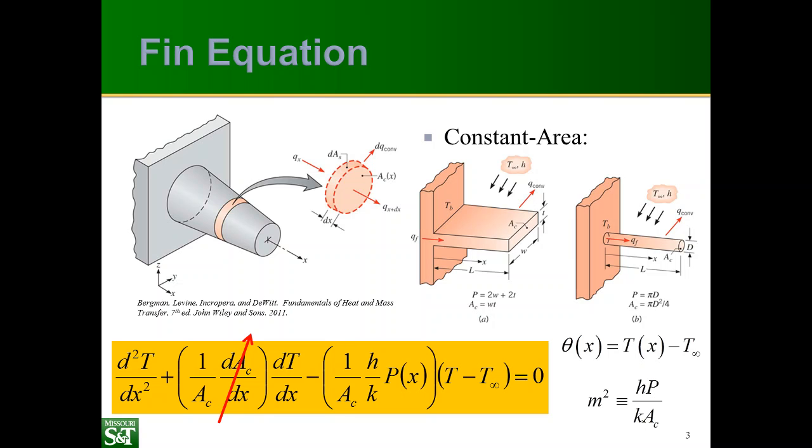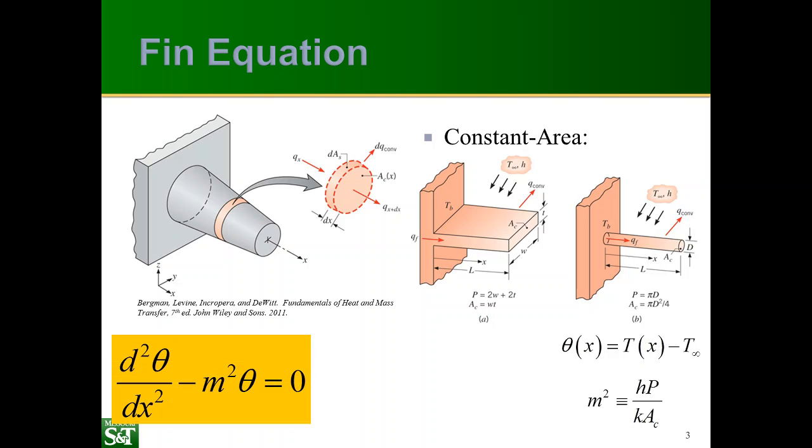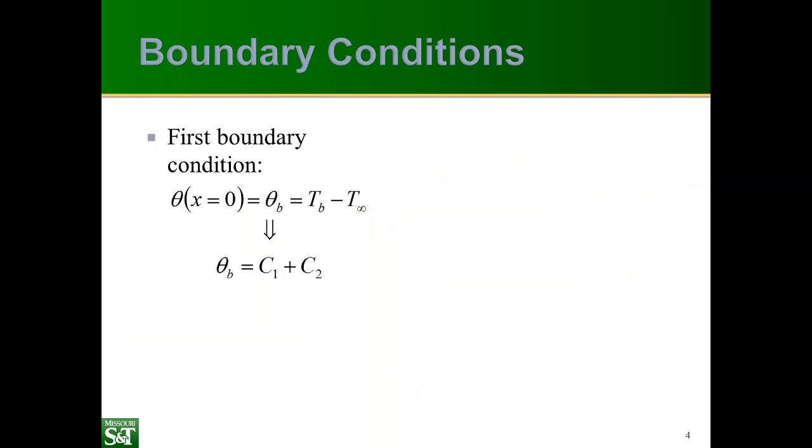So once we have this definition, then we can simplify the equation, and it looks just something like this. And we actually have seen this equation many times before. So we can very easily look and see that the solution has the form shown here. So we have e to the positive mx and e to the negative mx as two different parts of our solution. But we don't know C1 and C2 yet. And to find those values, we need to look at the boundary conditions. So our first boundary condition is just the base temperature. So that gives us one equation.